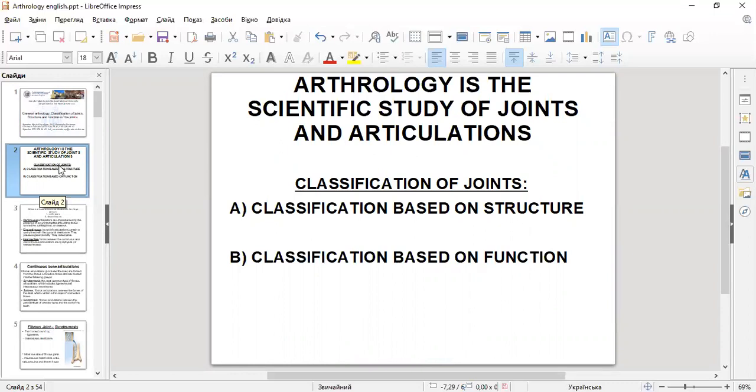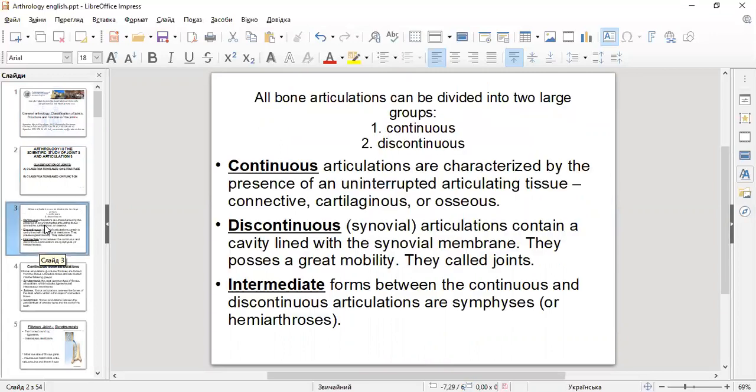Classification of joints. Subdivide into two big groups. Classification based on structure and classification based on function. All bone articulations can be divided into two large groups, continuous and discontinuous articulations.